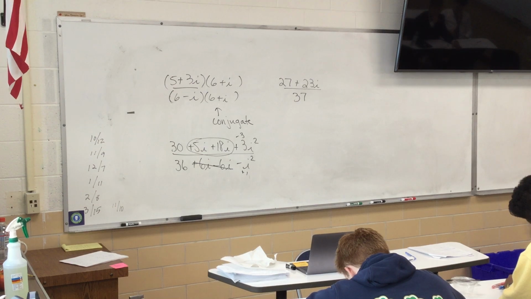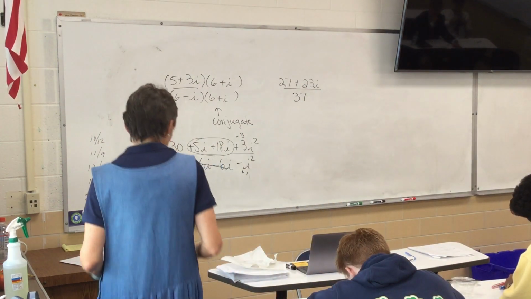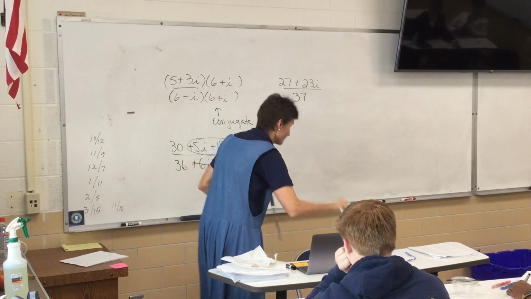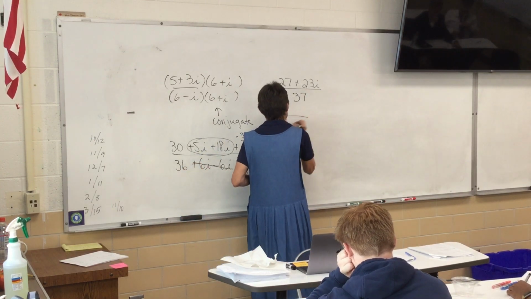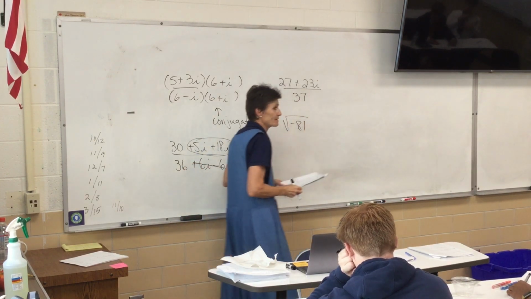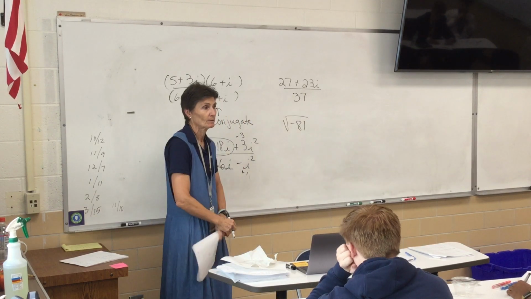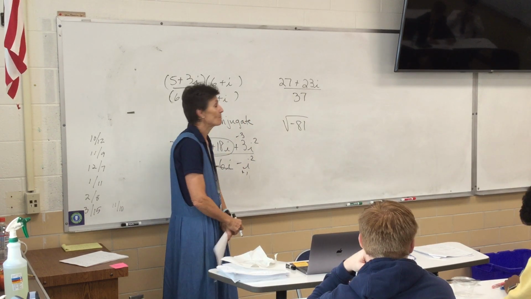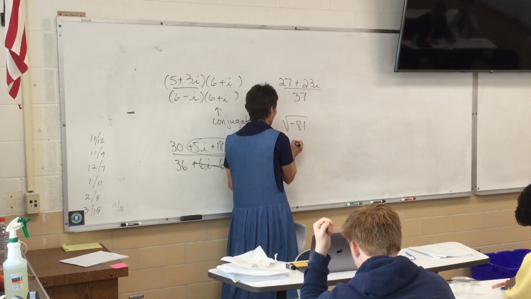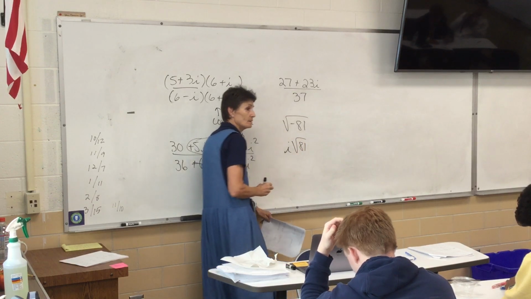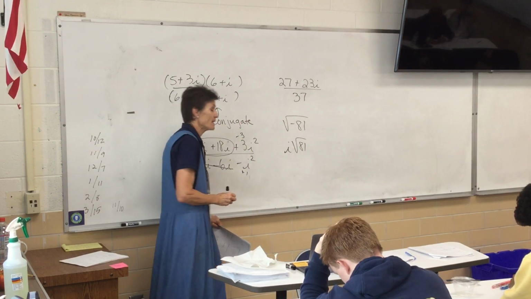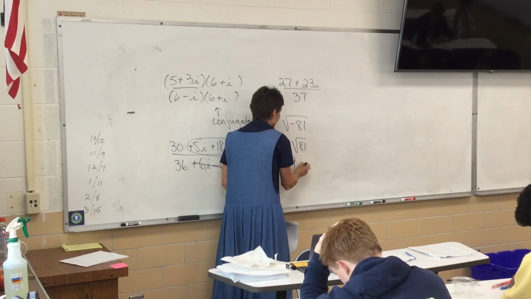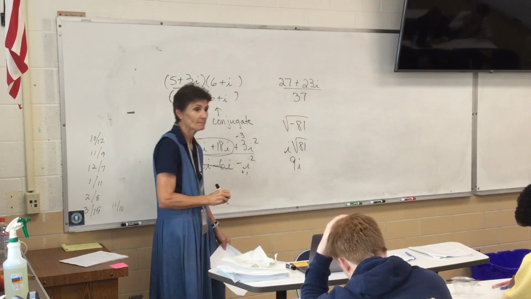Now, the next one's a little bit different, but it doesn't have any i's in it yet. What did you learn last year about taking the square root of a negative number? Right? It comes out with i. The negative comes out as an i. So the answer is 9i. Very, very good. Would everybody agree with that?